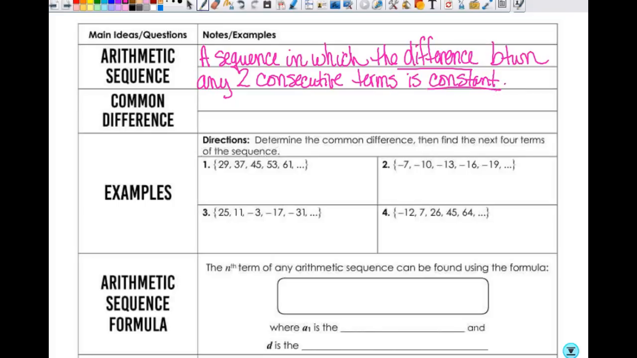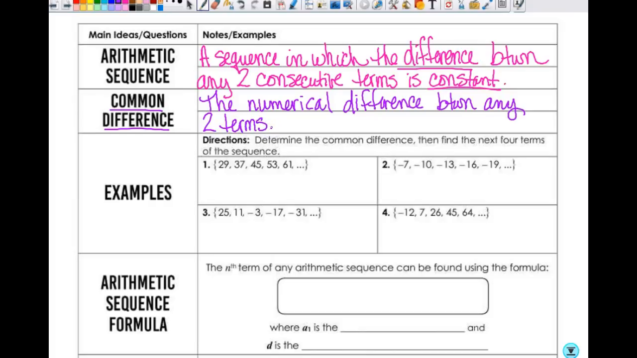Okay. So the difference between any two consecutive terms is constant. That's where we're adding 5, adding 5, adding 5, so that common difference would be 5. Then the actual definition of the common difference is the numerical difference between any two terms. The variable we use there is D for difference.